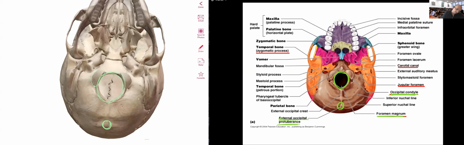And on both sides of the foramen magnum, we've got those elliptic-shaped articular surfaces. What did we call them? Can you remind me, please? Occipital condyles. And what do the occipital condyles articulate with? Atlas or C1.